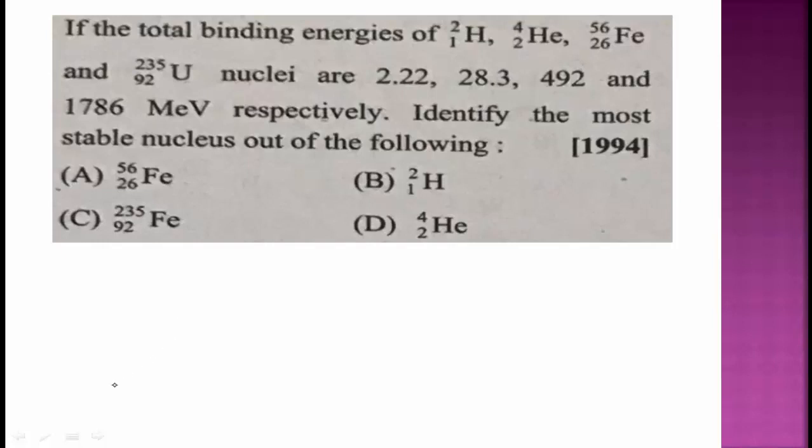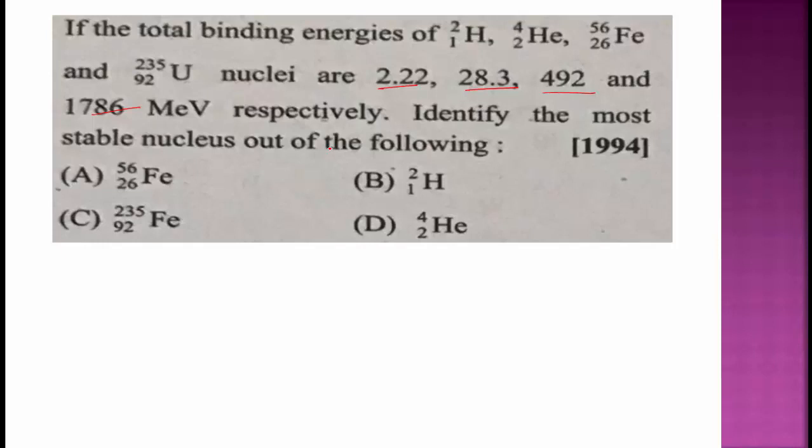Total binding energy of deuterium, helium, iron and uranium. The total binding energies of 1H2, 2He4, 26Fe56, 92U235 nuclei are 2.22, 28.3, 492 and 1786 MeV respectively. This is the binding energy for hydrogen, this is for helium, this is for iron, and this is for uranium respectively. Identify the most stable nucleus out of the following.